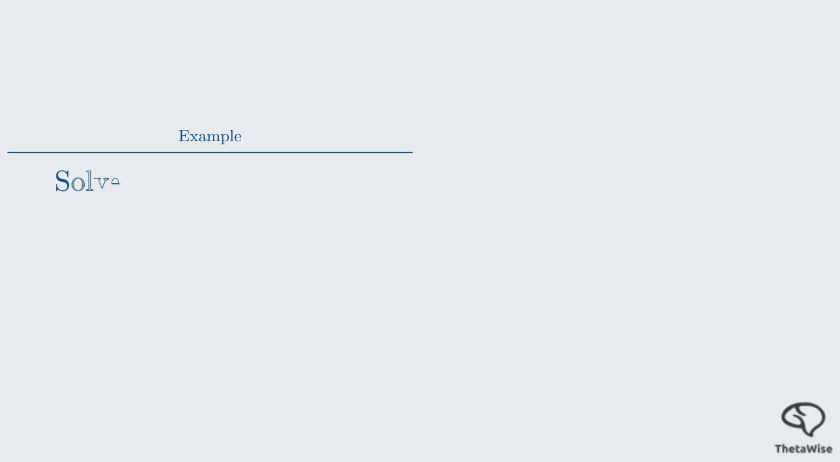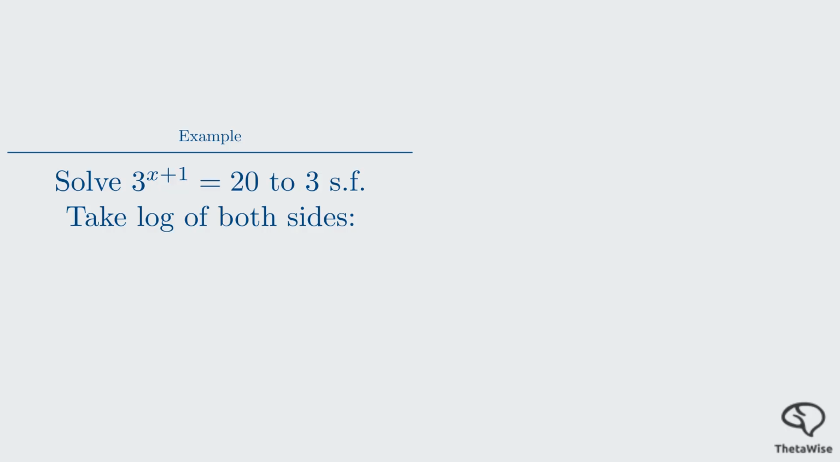Solve 3 to the power of x plus 1 equals 20, giving your answer to 3 significant figures. When the unknown variable is in the exponent and we cannot easily rewrite both sides with the same base, we take the logarithm of both sides. We usually use the common log, base 10, or the natural log. Log of 3 to the power of x plus 1 equals log of 20.